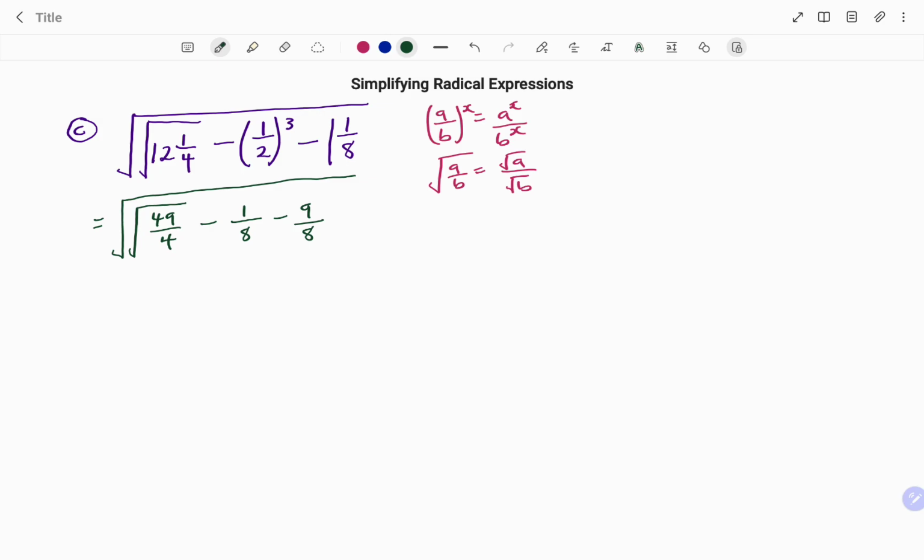If you look at what I have, I will start by simplifying the root sign embedded inside my root sign, and that will give me the root of 49 over 4, that's 7 over 2, minus 1 over 8, minus 9 over 8. My LCD, or lowest common denominator, is equal to 8. So placing all my fractions over 8, I have root of 7 over 2. To make the denominator 8, I'm going to multiply by 4.